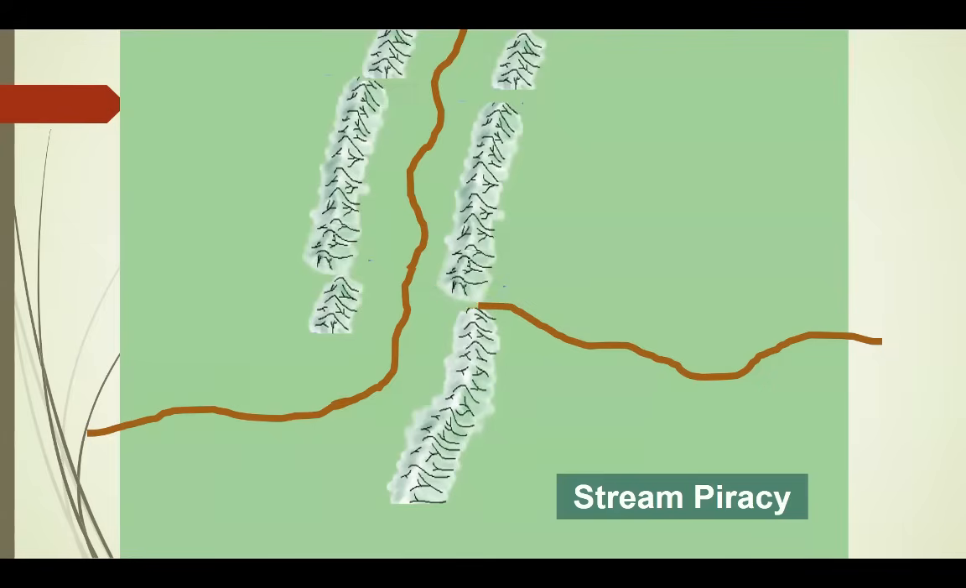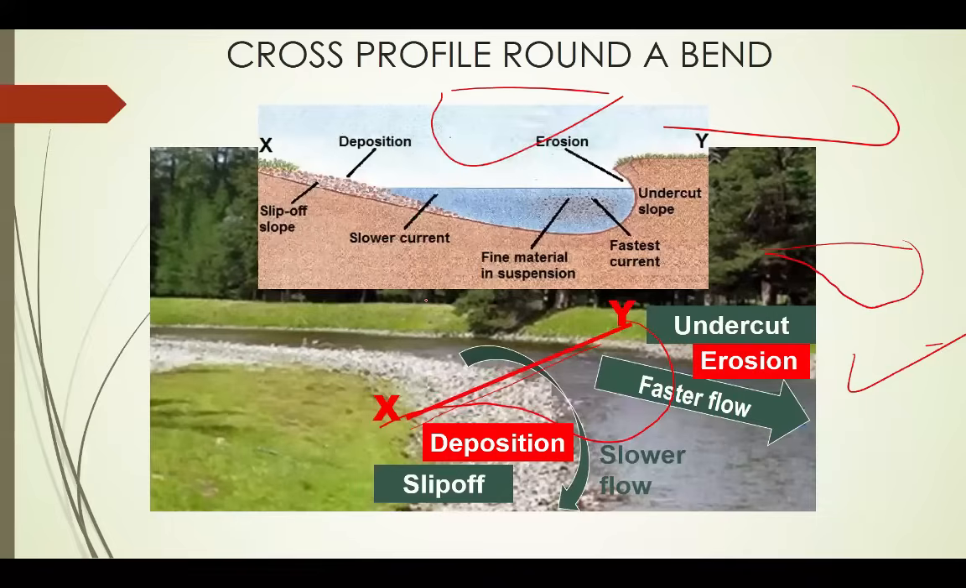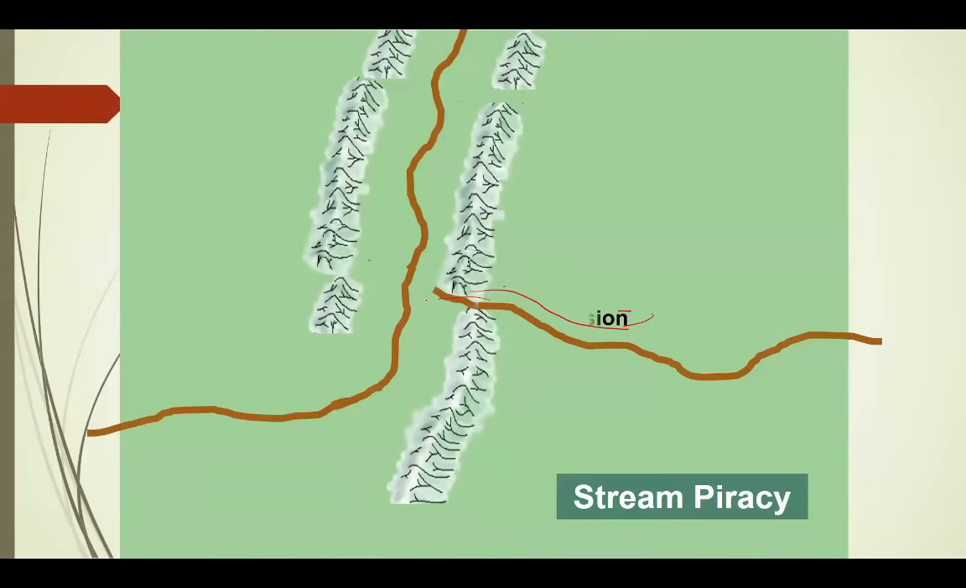So what do we have? We have two streams, or two drainage basins, separated by the watershed. So for river capture to take place, we need two processes. The first process is called headward erosion. What is headward erosion? It is when you see this river is flowing in this direction, but erosion is taking place in the opposite direction. We call that process headward erosion.